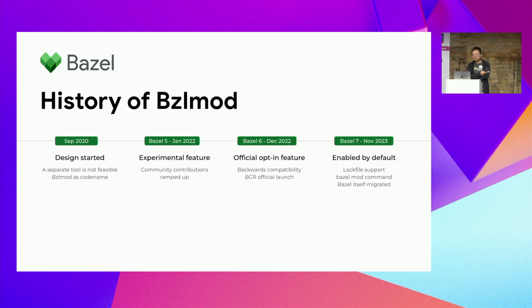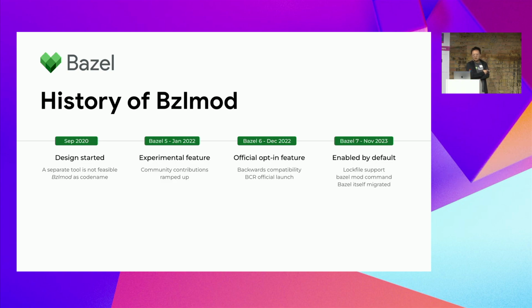In January 2022, with Bazel 5, we introduced Bzlmod as an experimental feature. That's when we drew attention from the community. Initially, we were a two-person team at Google. With Bazel 5, we got more and more community contributions, from reporting bugs to sending PRs to help us implement new features, from building a GitHub action that can publish your new release to the Bazel Central Registry, to building a web UI to browse all the modules available in the Bazel Central Registry.